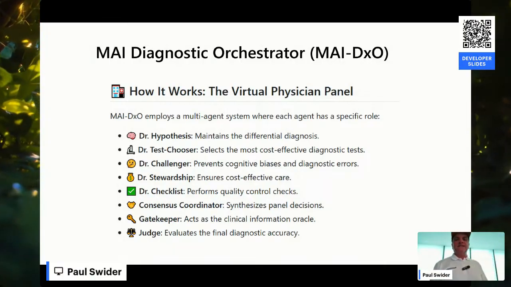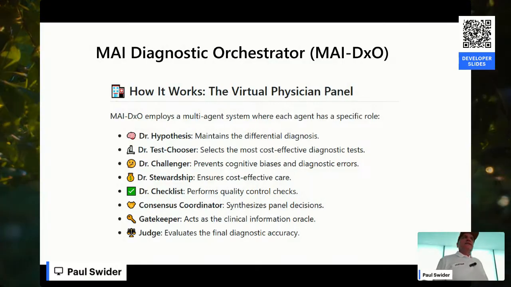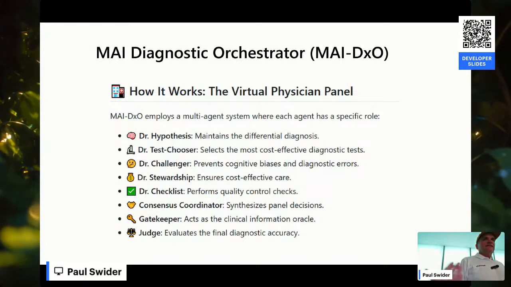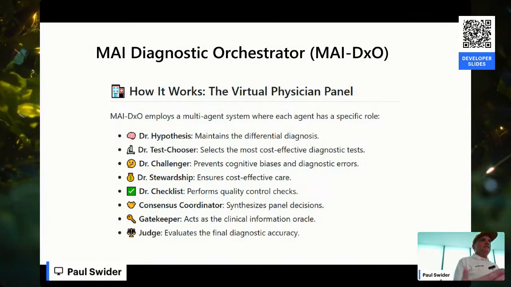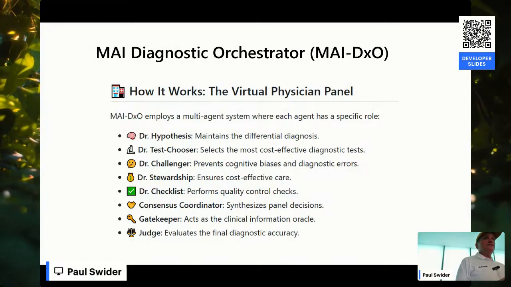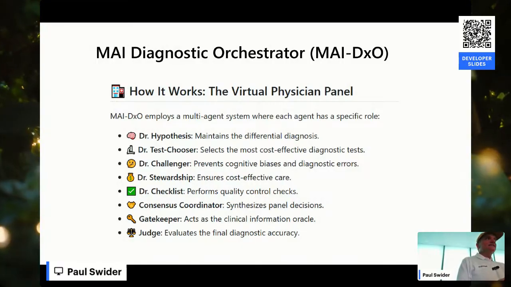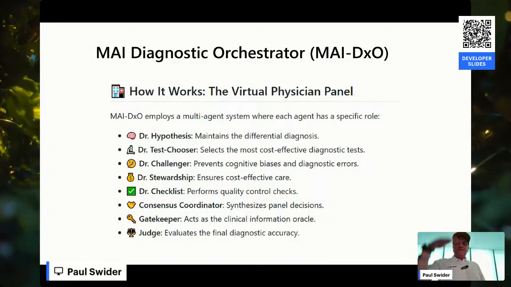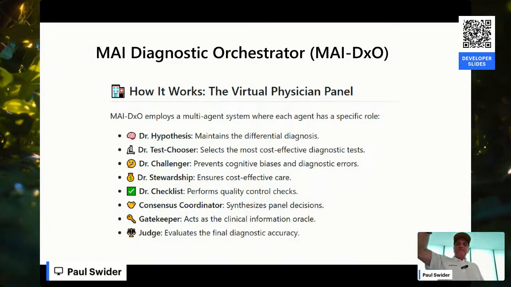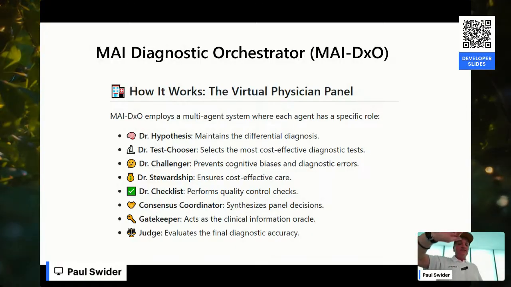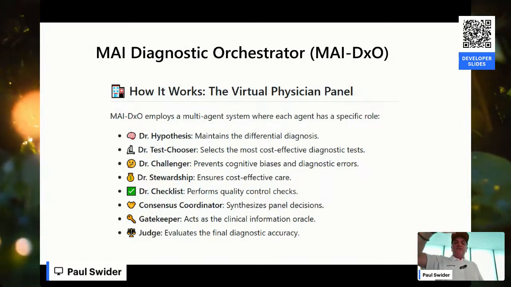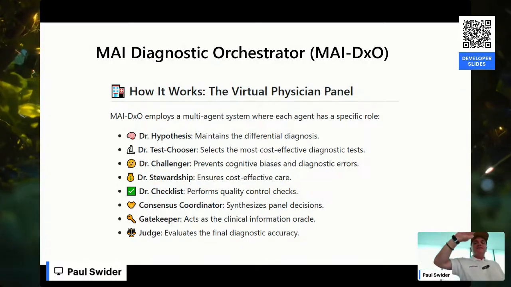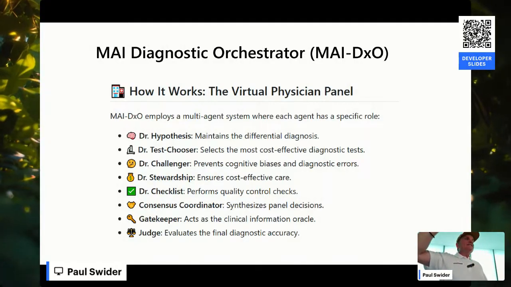But the way they did this is they actually put together several agents, and each agent actually used different LLMs, like depending on what the agent needed to do. In some cases, it even used Grok. It used OpenAI. Like, it had access to several different large language models. And then you can see the way it set it up here is that there was a hypothesis agent, the test user agent, the challenger agent, stewardship, checklist. And then down at the bottom 3 are perhaps the most important, which is the consensus coordinator.